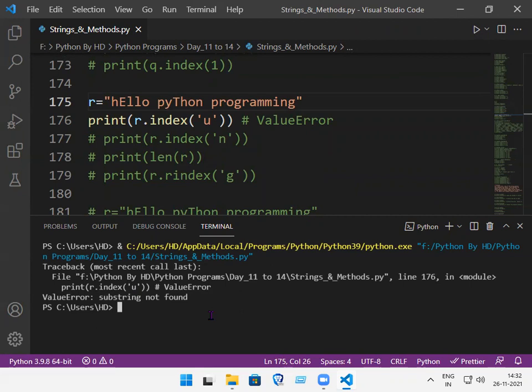So in the case of index, if the value or string is not there but you're trying to find it, it will give you index value error, substring not found. Yeah, give me a minute. Done. Okay. Find the index of n.